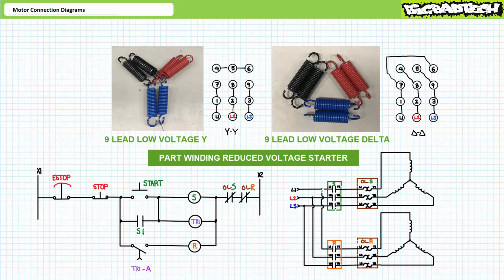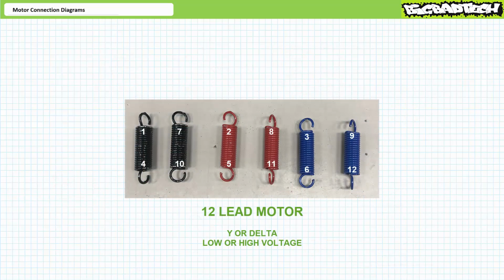Then, after a predetermined time allowing the motor to accelerate, the second set of windings is brought in parallel, thus drawing more current. Here's an example of a part winding reduced voltage starter applicable for a low voltage Y configuration. We'll examine part winding reduced voltage starters in greater detail in later lectures. Let's now examine 12-lead motors, the most flexible of options.